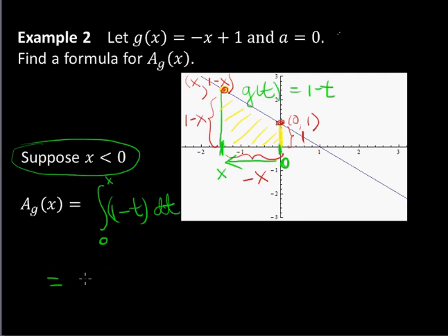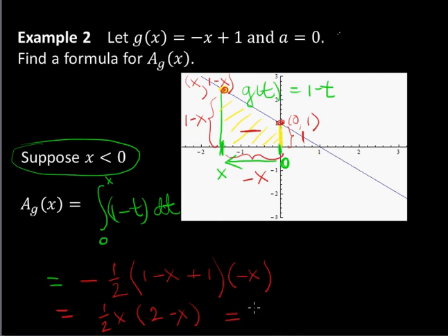Now we can calculate. We're going to get a negative contribution, because we're going left to right, a negative contribution of the area of that trapezoid. 1/2 the sum of the two bases, 1 minus x plus 1, times the distance between the two parallel sides. And if you simplify this, we have a minus times a minus here, so I'd have 1/2 x, and this is 2 minus x. Multiplying it out, we have x minus 1/2 x squared.